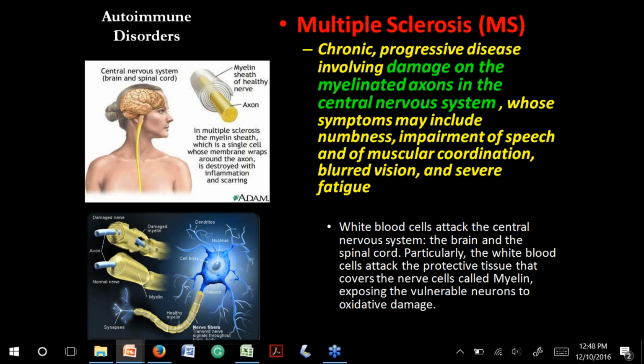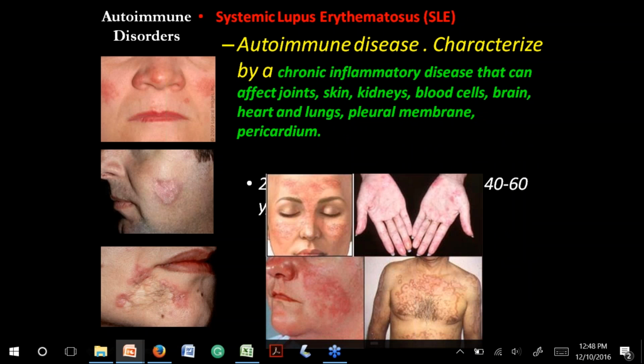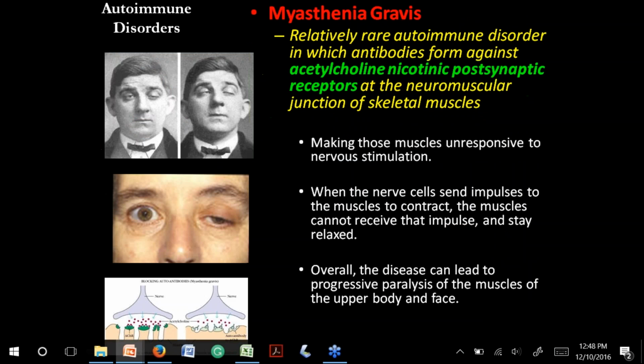Please remember that, myelin. Then we have lupus, which affects skin, joints, and kidneys especially. These people die from kidney failure, which is especially common in women after their 50s. Myasthenia gravis, another big one here, please remember myasthenia gravis.